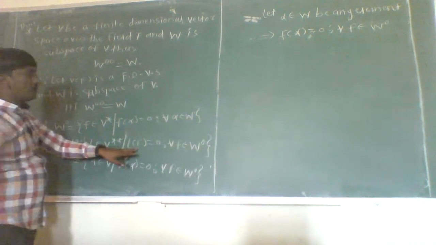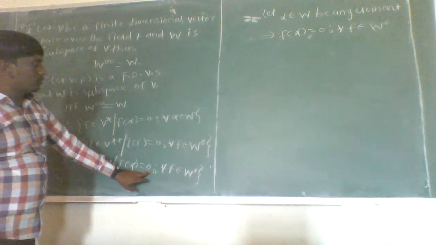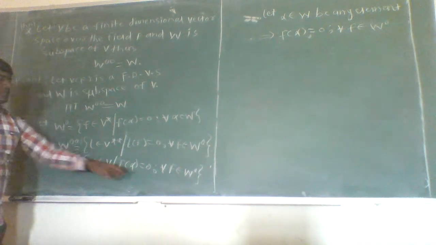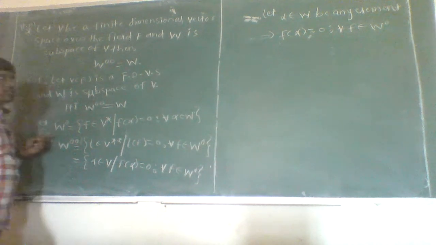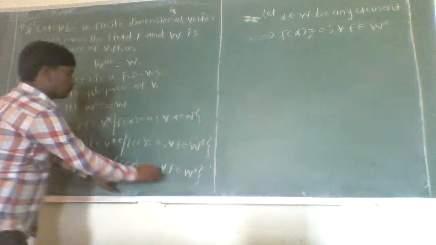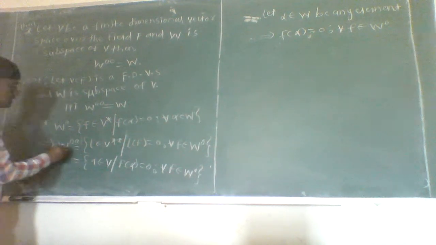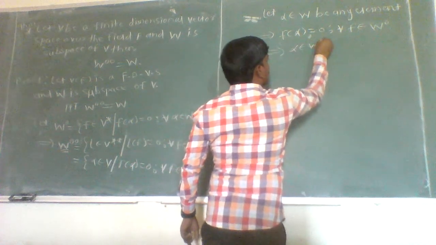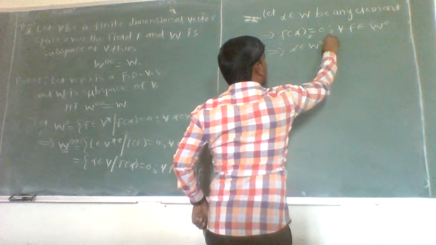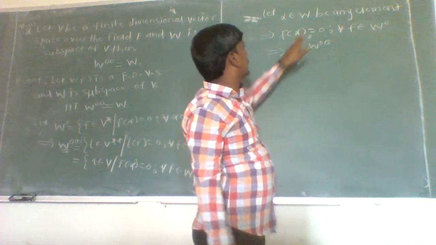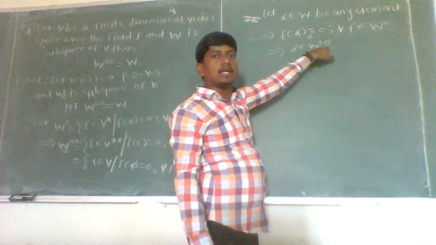From this equation, f of alpha equal to 0 for each f belonging to W annihilator implies that the element alpha belongs to W double annihilator. So here we have taken one arbitrary element belonging to set W, and from this we proved that alpha belongs to W double annihilator.